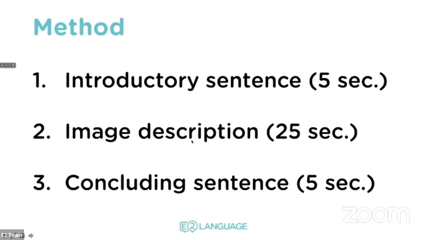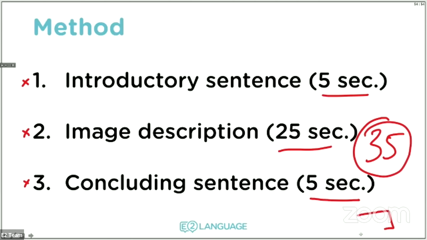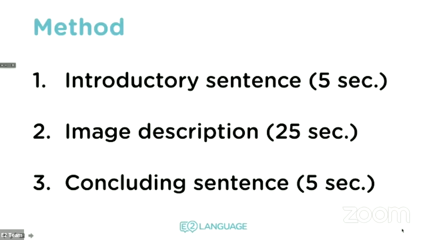The method is this. There are three parts. We want to introduce the image, describe the image, and then conclude in a single sentence. The introduction should be 5 seconds, describe the image for about 25 seconds, and conclude in a single sentence. This should take you up to around 35 seconds total. And you can stop here, and then you can click the next button to move on to the next one.